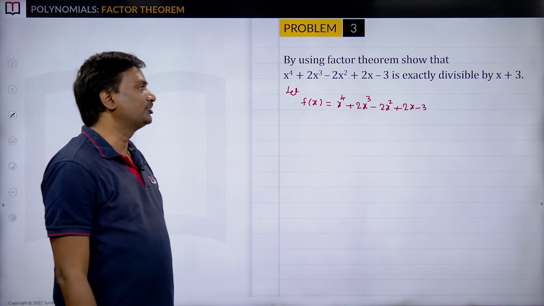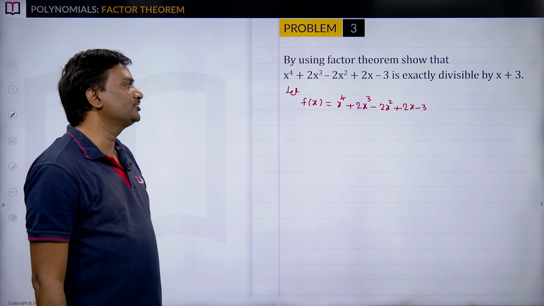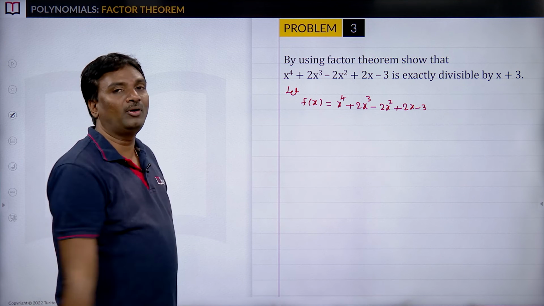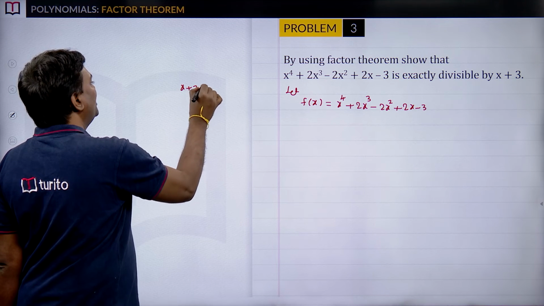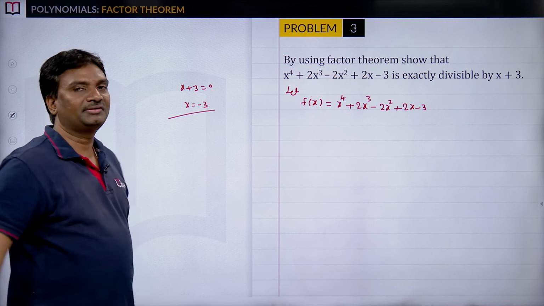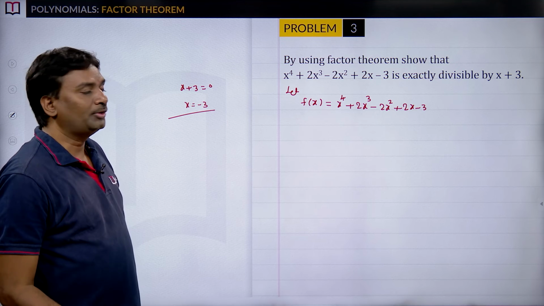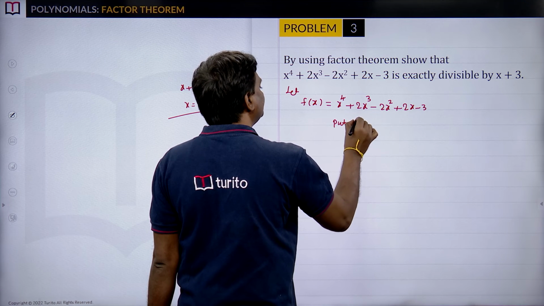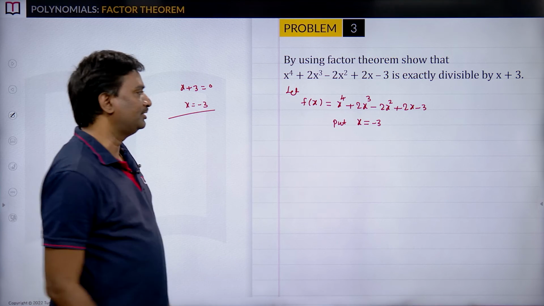Let us take the first polynomial as f of x, x power 4 plus 2x cube minus 2x square plus 2x minus 3. We are dividing this by the polynomial x plus 3. So, if we take x plus 3 equal to 0, from this we will get x equal to minus 3. So, in place of x, by substituting minus 3, put x equal to minus 3. Then what will you get?